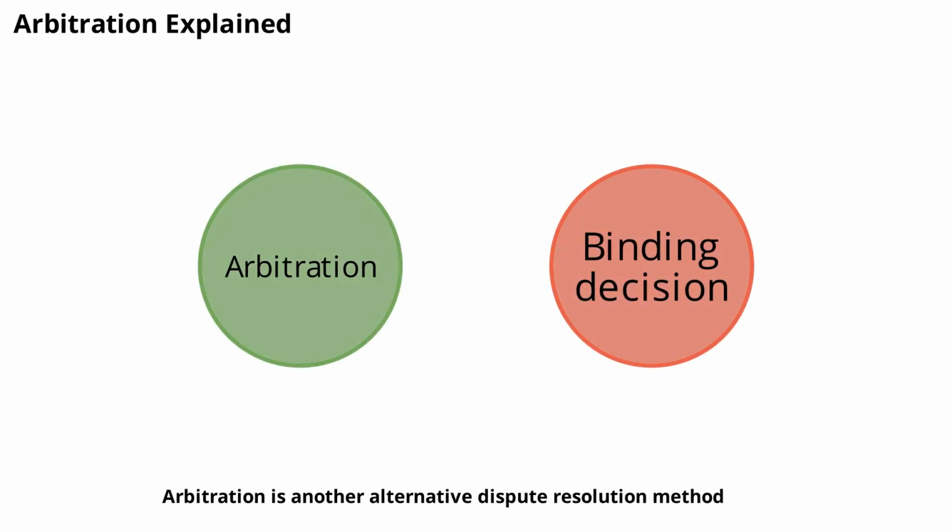Arbitration is another alternative dispute resolution method. Unlike mediation, an arbitrator listens to both sides and then makes a binding decision. Some lease agreements require arbitration before going to court. Arbitration can be less formal and quicker than a lawsuit, but the decision is usually final and enforceable. It's important to understand the terms of your lease and whether arbitration is required or optional in your situation.